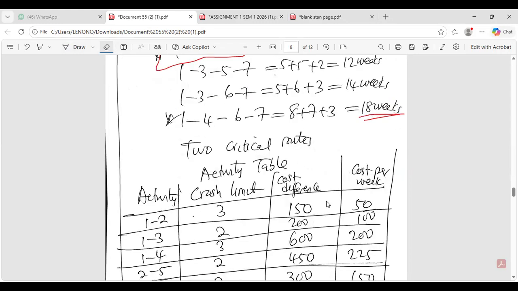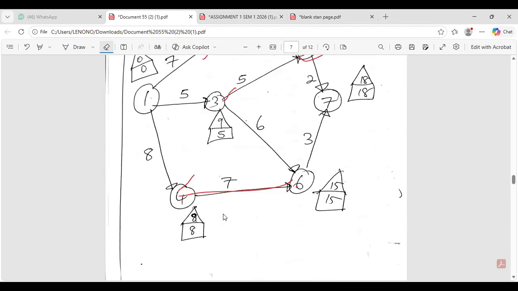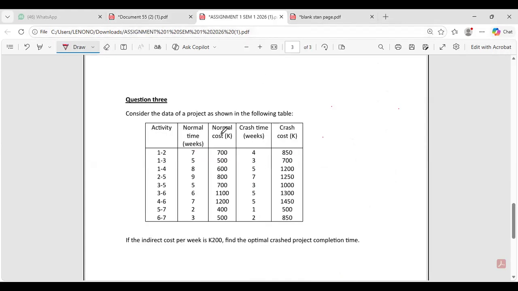I will do an activity table for the activity crash limit. The crash limit is obtained by subtracting the crash time from the normal time. Like here it's a 3, the other one is a 2, subtracting these ones. Then here is a 3, here is a 2, here is a 2 as well. This is how you find the crash limits.